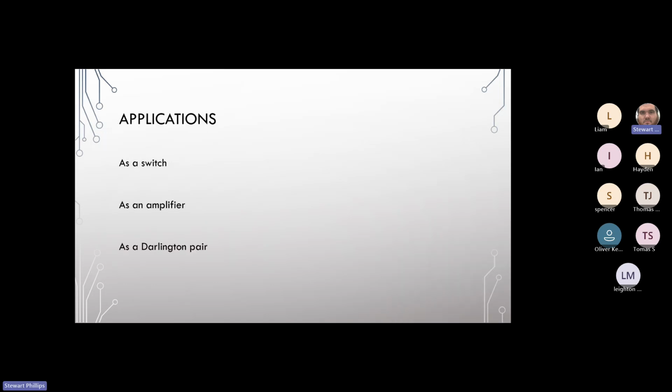Applications. We can use them as a switch, amplifier, or as a Darlington pair. For a switch, pick a small enough resistor for the base. It's basically just a switch. But as an amplifier, or a Darlington pair: a transistor fed into another transistor means the gains are multiplied. This allows an incredibly small amount of current to drive a load.